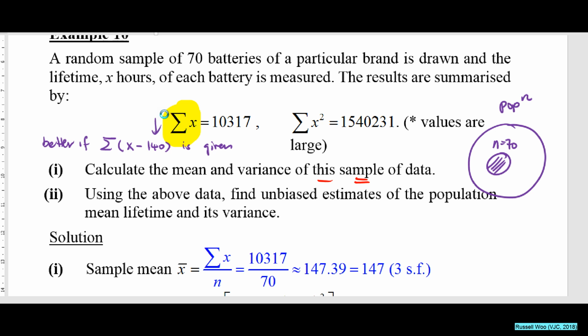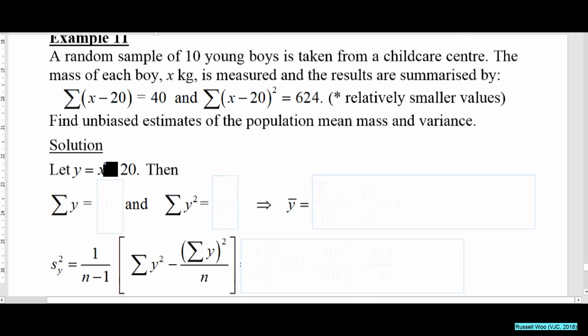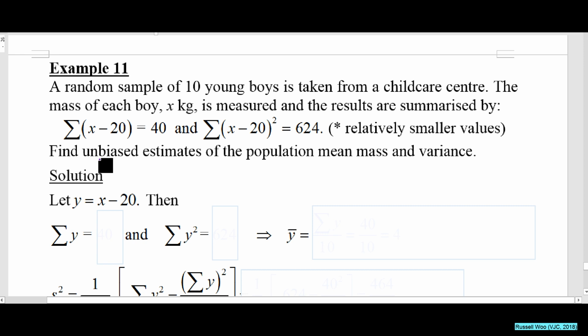But when I present data like that, the numbers are so big. So, example 11, quite nice. Alright, the data, you see 40 and 624 are easier to manage. Find the unbiased estimate of the population mean and variance. So they go straight to the point. I want to find the unbiased estimate of the population mean and variance. The only problem here is the values are coded in a sense, because all the values minus 20. So how do we deal with it?